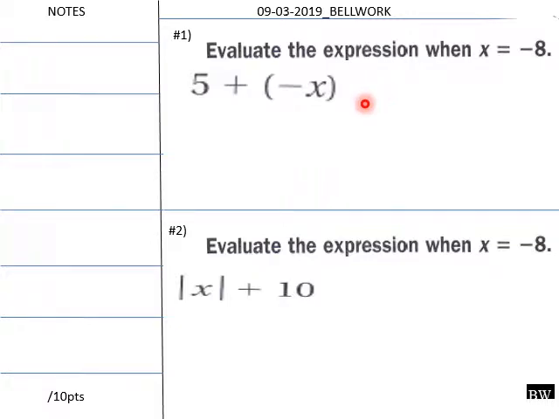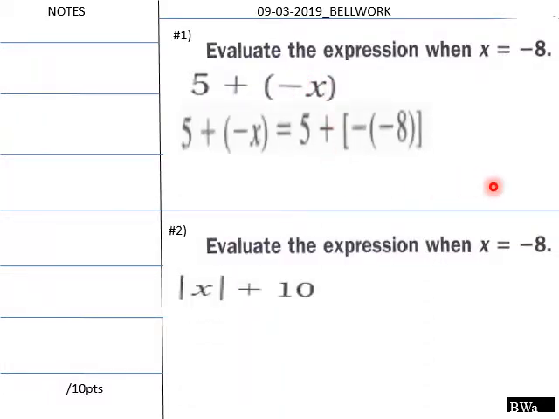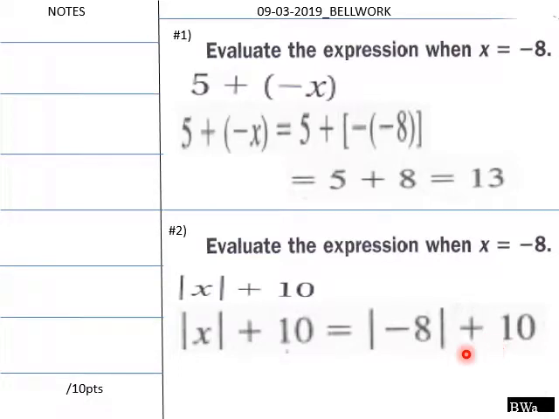Today's bell work, teachers. Have your students do this bell work 1 and 2. Give them 4 or 5 minutes. Okay, welcome back. Here's the solution for number 1. 5 plus negative x when x equals negative 8. So a negative of a negative would be a positive, so it would be 13. And then down here when x equals negative 8, it would be negative 8 plus 10 would be 18 for number 2.